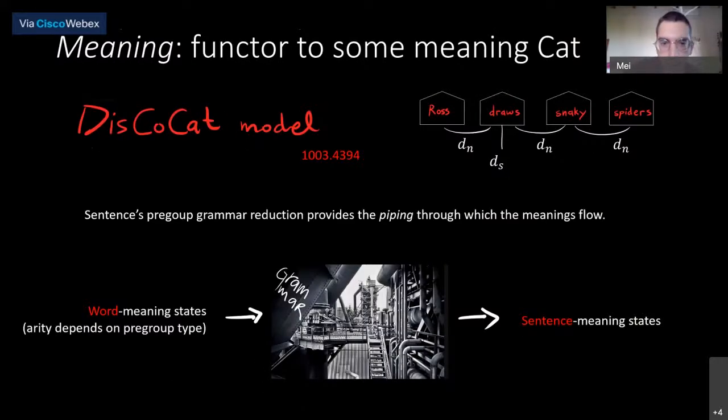And basically what I described was the DisCoCat model that was introduced by Coecke, Sadrzadeh, and Stephen Clark. And in a slogan, what's going on is word states go into the grammar, which is the piping, and the piping prepares the meaning state of the whole sentence. So it's a compositional model of meaning for natural language.